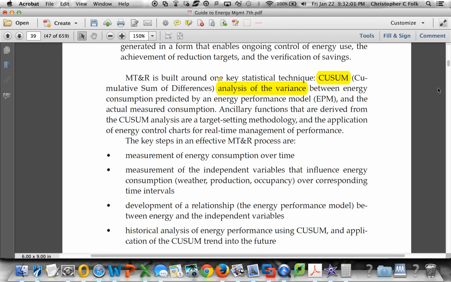So we'll be looking at the energy performance models using this statistical math. And we're going to do it a couple ways.